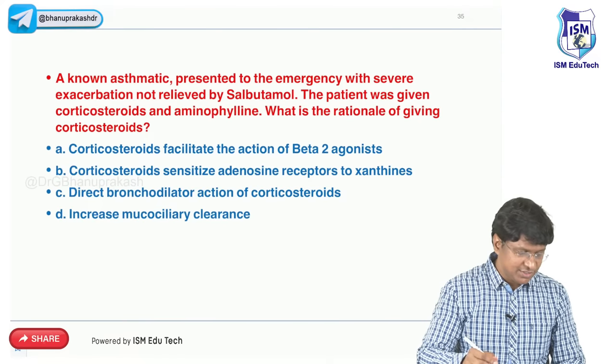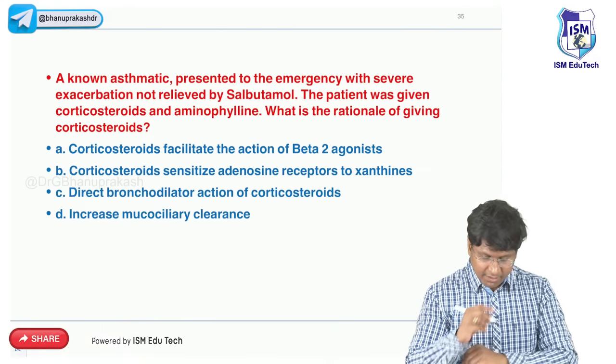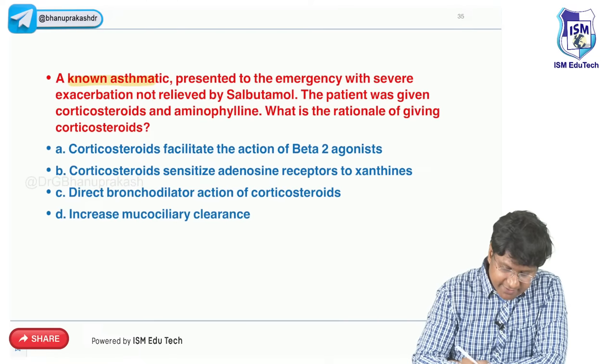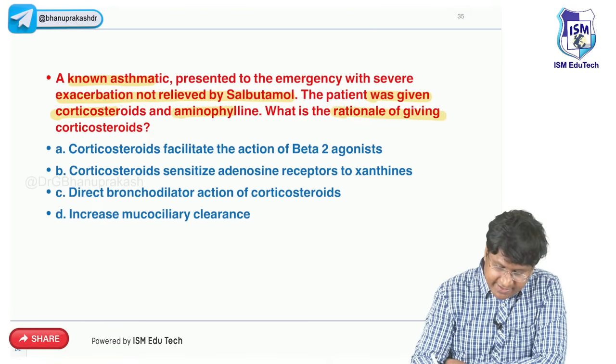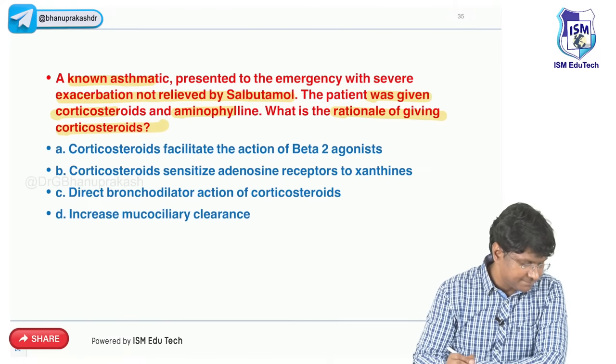Okay. Now, you see this question here. A known asthmatic presented to the emergency department with severe exacerbation, not relieved by salbutamol. The patient was given corticosteroid and aminophylline. What is the rationale of giving corticosteroid?